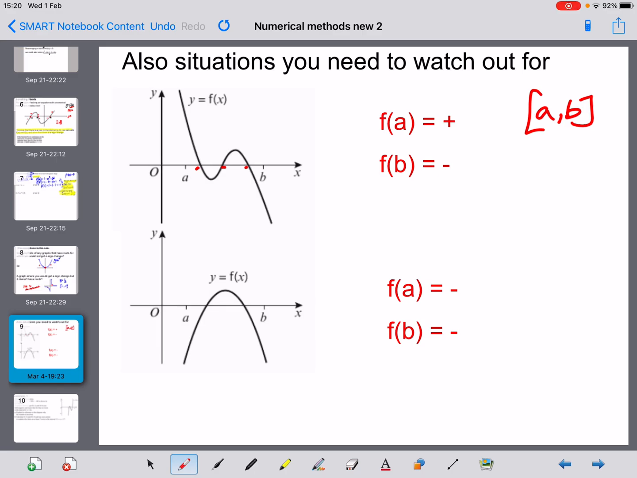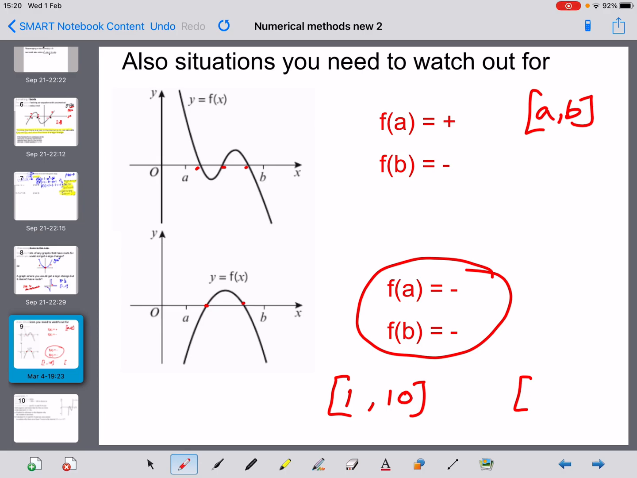Okay, here, there's no sign change, but actually there's 2 roots. So we just have to be careful. So the interval that we choose needs to be quite small. You'd be silly to choose an interval from 1 to 10, for example, because you could have loads of roots in between. So you might choose something as close as 1, 2, where it's just 1 unit out, or even smaller.